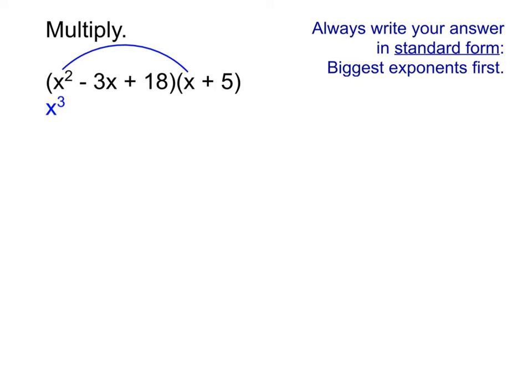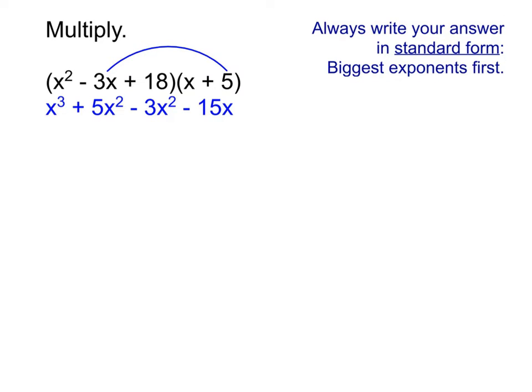First step, we do the x squared times the x. So that gives us x cubed. I then have to multiply the x squared also by the 5. So that gives me 5x squared. Now that I multiplied the x squared into both, I'm now going to multiply this minus 3x into both of those terms. So we do that minus 3x times x, which gives me 3x squared. And then we do the minus 3x times 5, which gives me minus 15x.